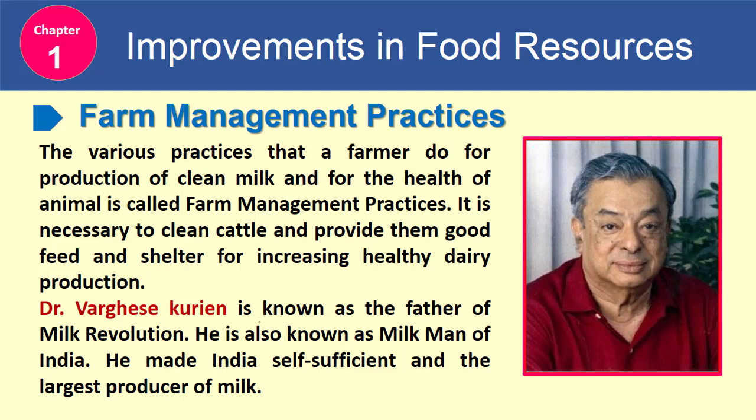Dr. Verghese Kurien is known as the father of the milk revolution. He is known as the milkman of India. He made India self-sufficient and the largest producer of milk.